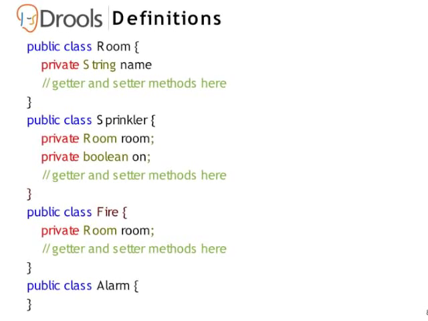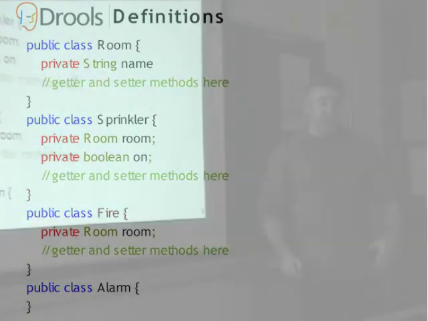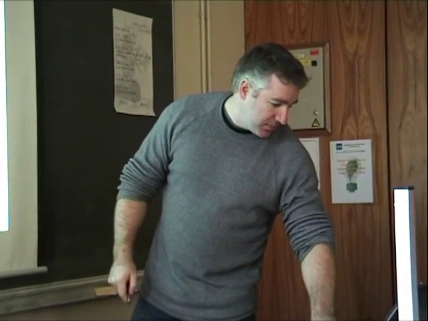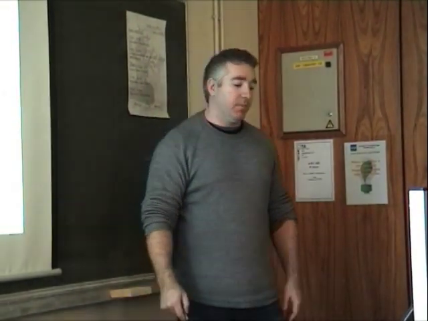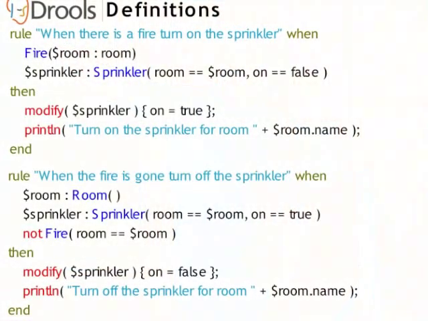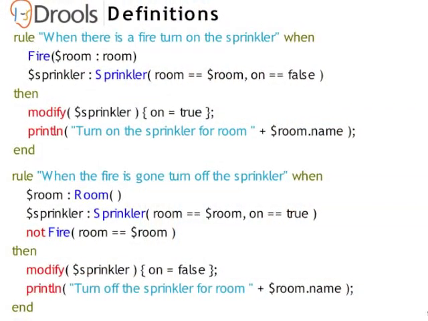You have a room, you've got sprinklers, you have a fire and an alarm. So this is for building your definitions for a fire control system. So we have the first rule. When there is a fire, turn the sprinklers on.